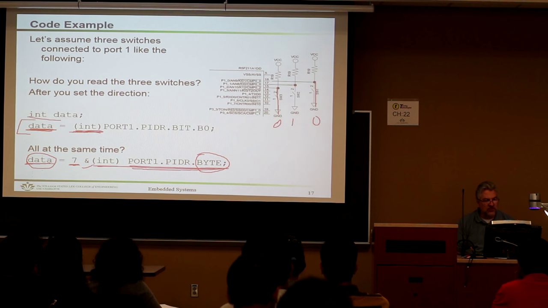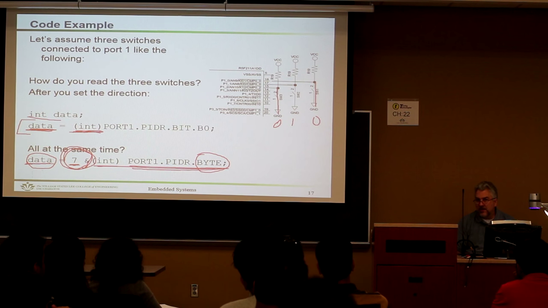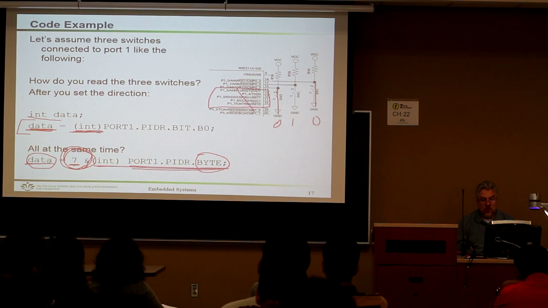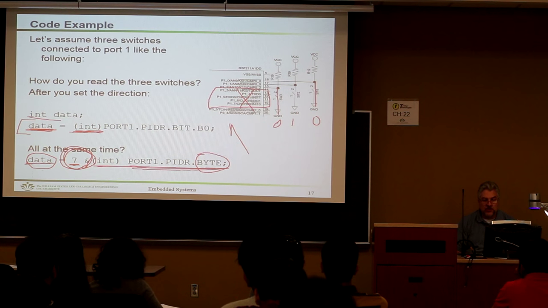And why do we do this at all? We're masking it because port 1 may have other things going on that I am not aware of, and I want to make sure that I just ignore those as an input and just look at bit 0, 1, and 2 of our port number 1. And that's going to be a lot of what you're going to be doing in this class coming up.